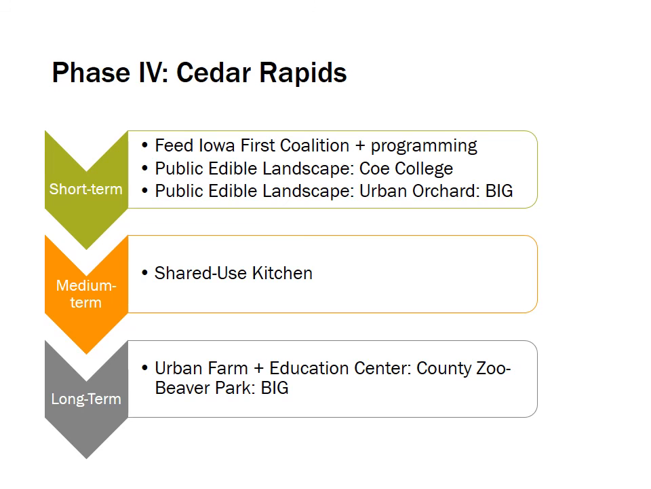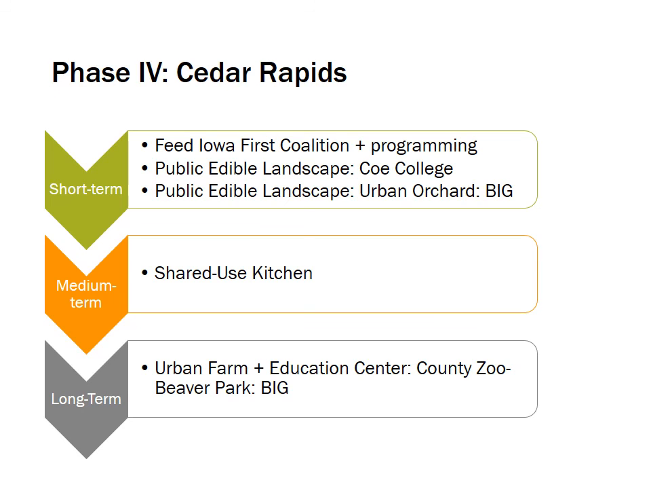Cedar Rapids determined 5 tactics. First, an awareness campaign with Feed Iowa First that will involve building the coalition within 3 areas: gardening sites, beginning farmers, and aggregators to take produce to food banks. Second, a public edible landscape in partnership with Coe College that will be working to design a master plan for Coe that incorporates edible landscapes and gardens around their campus.